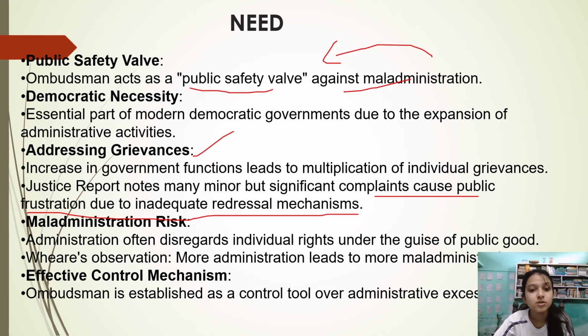Maladministration risk: administration often disregards individual rights under the guise of public good. The observation is that more administration leads to more maladministration. So it has been said that if there is an increase of administration, that will lead to more maladministration. Therefore, in order to curtail the possibilities of maladministration, the institution of ombudsman has been established. Ombudsman acts as an effective control mechanism and is established as a control tool over administrative excesses, so that the administration can work within limits without abusing their power.